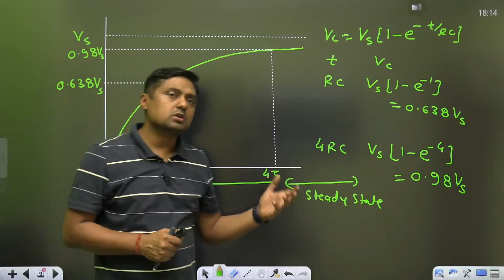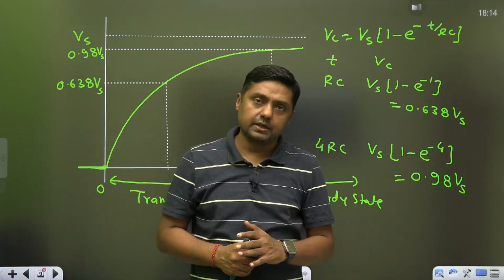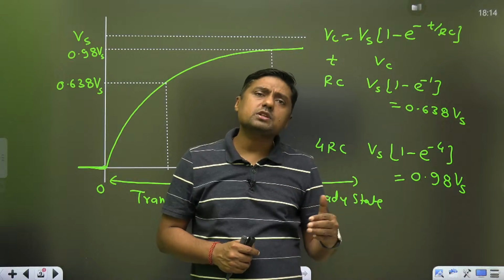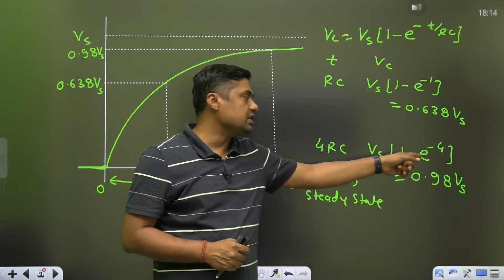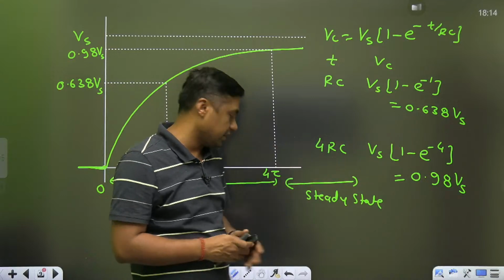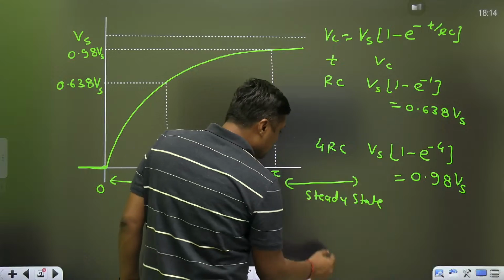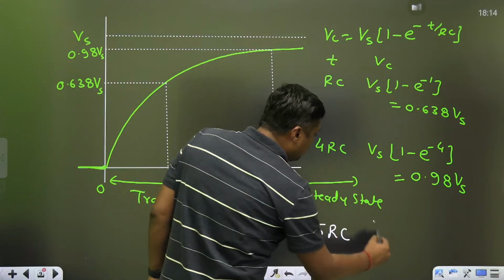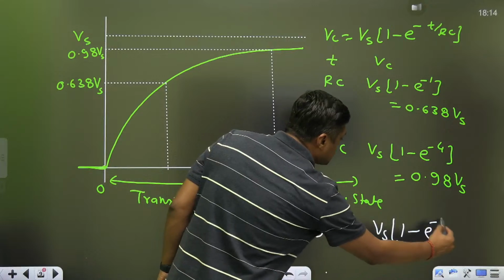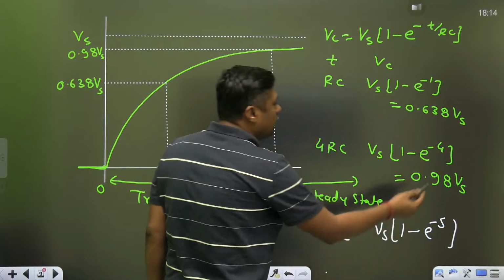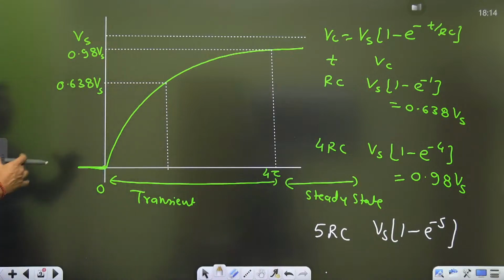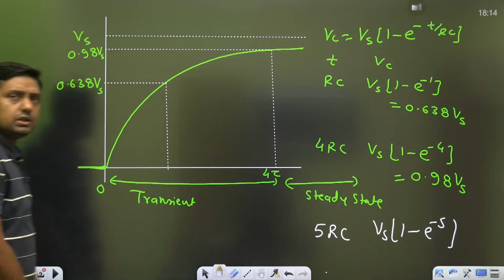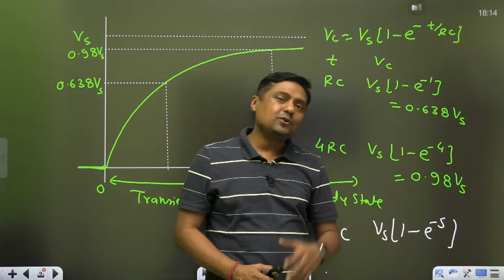That is called 4 tau. After 4 time constants, the circuit will reach what? Steady state. Or after 5 time constants, it will charge up to what? 99%. In some books it is taken as e raised to power minus 5, meaning after 5 time constants. So you can also use 5 time constants, it will become 1 minus e raised to power minus 5. It is nearly equal to 0.9916 Vs. So this is the exponentially charging equation, guys.